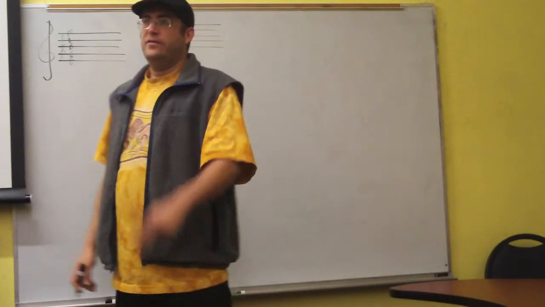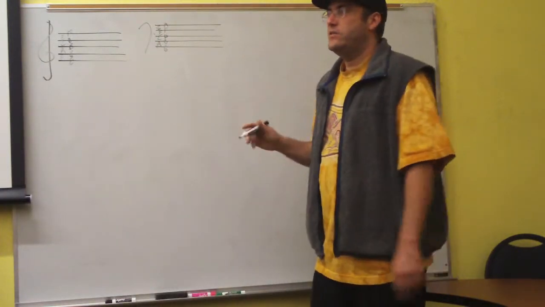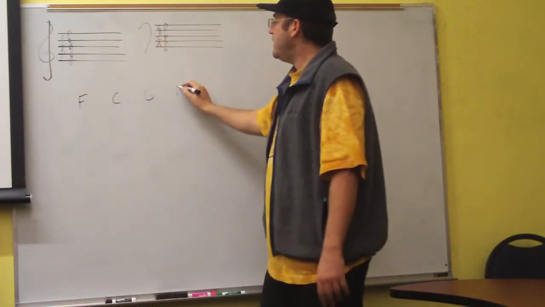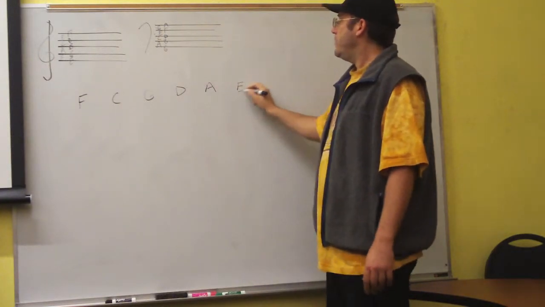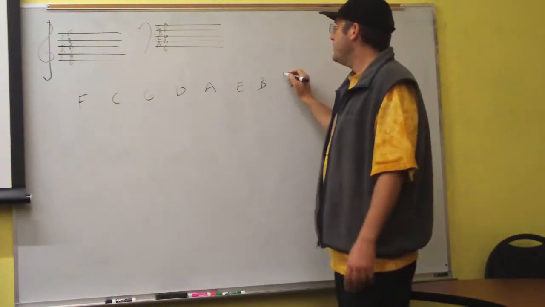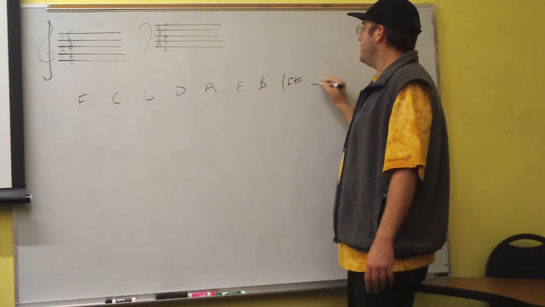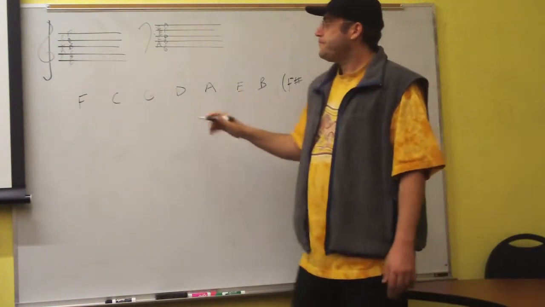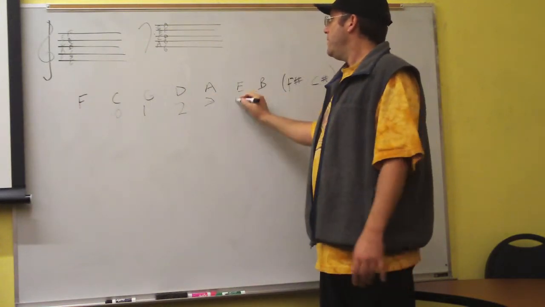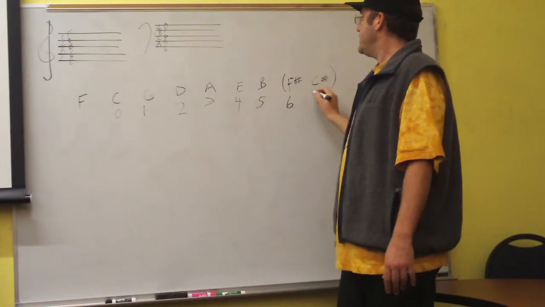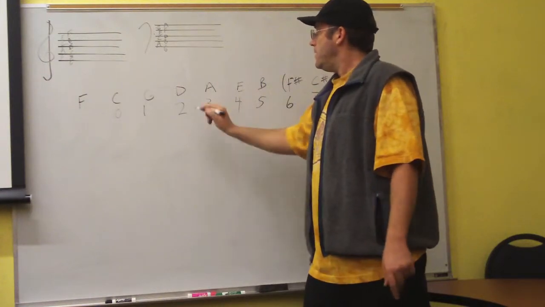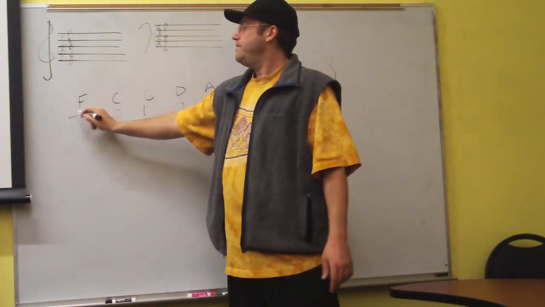So that's one thing you need to know, which is how to read notes. The second thing you need to know is our acronym: fat cats go down alleys eating birds. And then at the end, what happens? It repeats back to F, but it goes to F sharp, and then to C sharp. Okay? C is 0, 1, 2, 3, 4, 5, 6, 7. And then F is going to be -1.